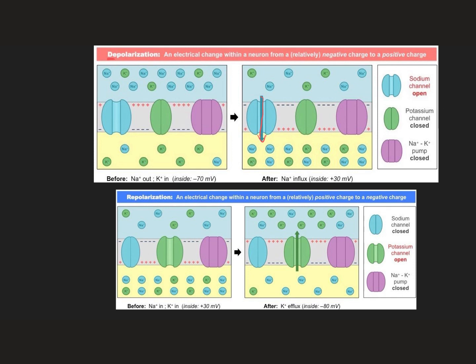And then in repolarization, the sodium channel is closed and the sodium-potassium pump is closed, but the potassium channel is open. So in depolarization, it's going to pump sodium into the cell, and then you end up with that more positive charge. And with repolarization, it's going to pump potassium out of the cell and return it back to a negative charge. So depolarization is negative to positive, and repolarization is positive back to negative. Okay.